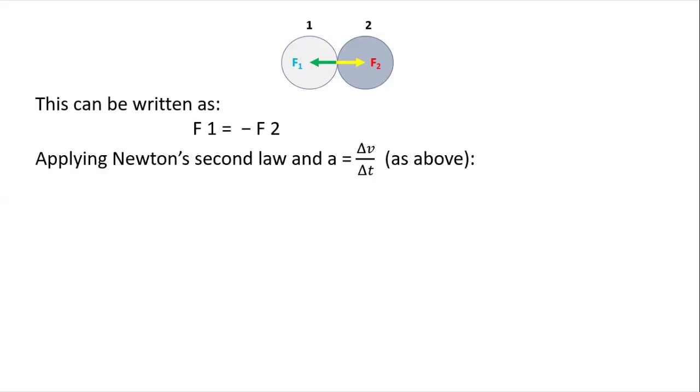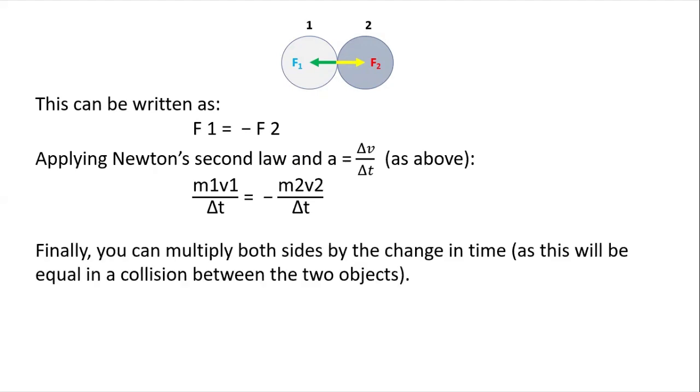So apply Newton's second law and delta v divided by delta t as above. m1 times v1 divided by delta t is equal to negative m2 times v2 divided by delta t.